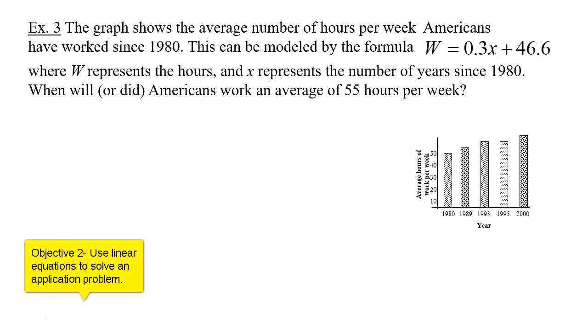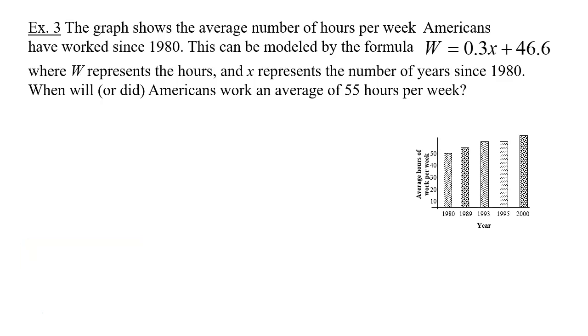Okay, this one we've got a graph here. It says the graph shows the average number of hours per week that Americans have worked since 1980. It can be modeled by the formula W equals 0.3x plus 46.6, where W represents the hours and x represents the number of years since 1980. So it says when will, or did, because it might be past tense here, did Americans work an average of 55 hours per week? So really think about what your two variables represent.